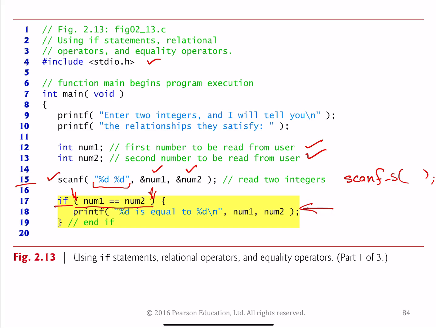So if both variables num1 and num2 are equal, we're going to print out "num1 is equal to num2", followed by a new line character. And that's it. But remember, this is not the only relational operator we want to test out.